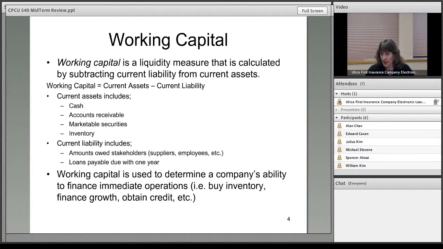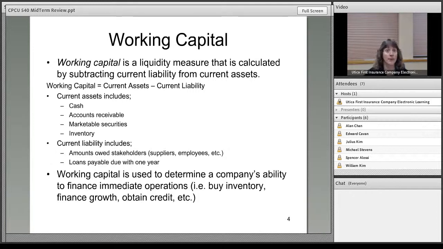what you have left to invest or spend on for other things. So that's working capital. Now, working capital deals with current assets and current liabilities, and current means it's liquid: accounts receivable, marketable securities, inventory. The current liability would be amounts that are owed to stakeholders like your vendors, your employees, and any loans that are payable within a year.